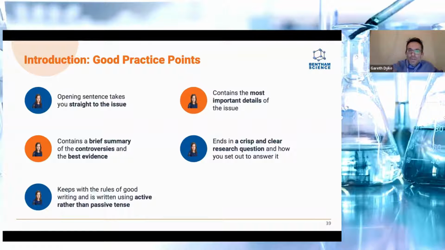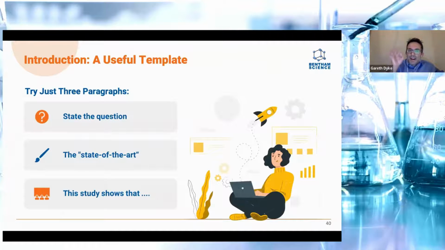Talking about the most important details and ending your introduction with a crisp and clear research sentence that summarizes what the paper is going to do. 3 paragraphs. State the question. What's the issue? The state of the art in the second section of your introduction, and then finish with a short phrase. Here we show. In the active voice, you take the reader into the methods. You bridge between the introduction and the methods.